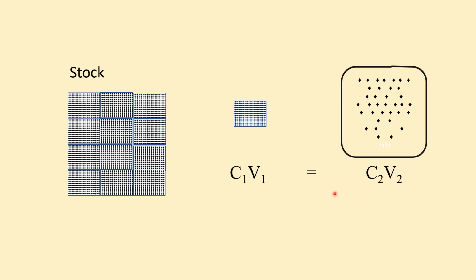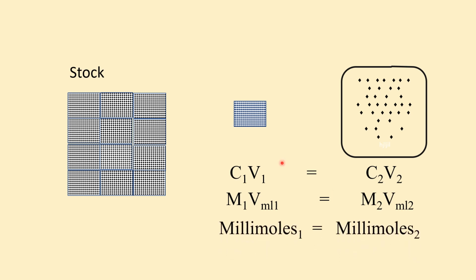And if this is M1V1 in ml is equal to M2V2, the number of millimoles in this container will also be equal to the number of millimoles in this container.